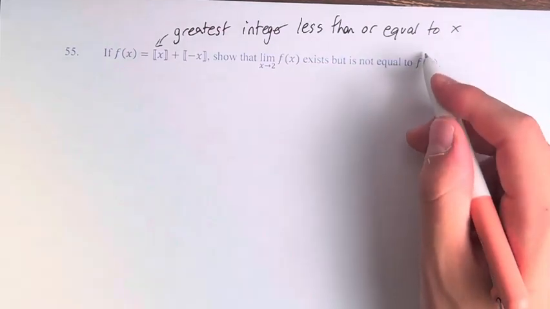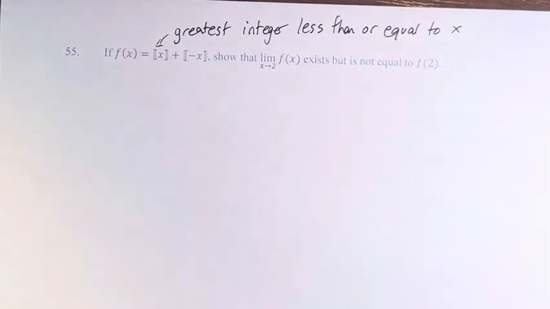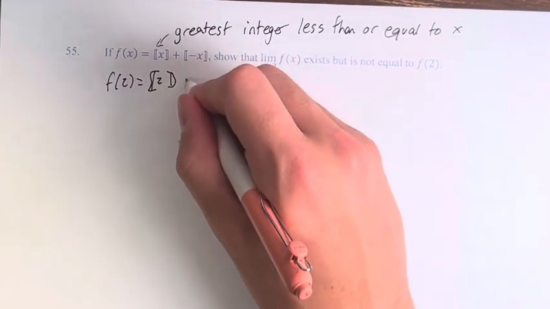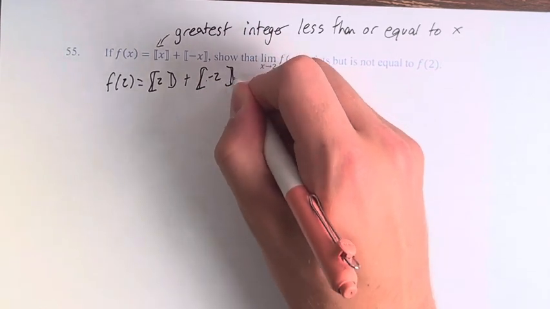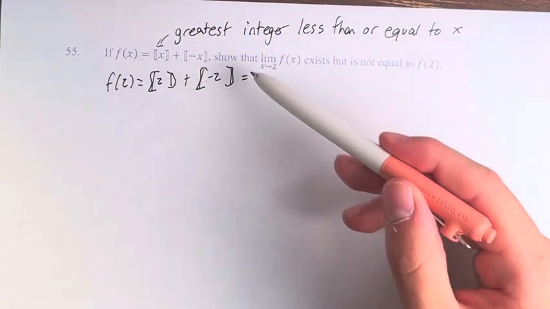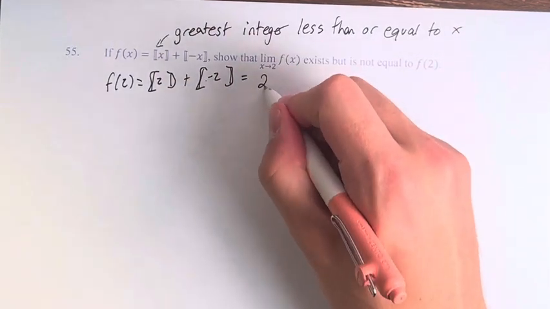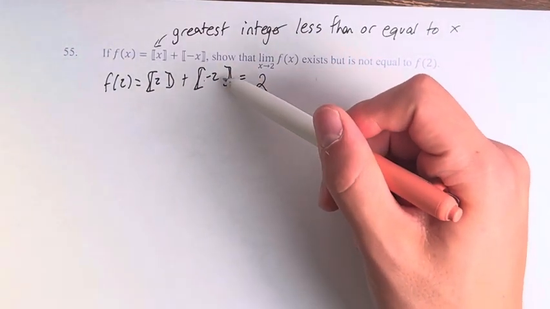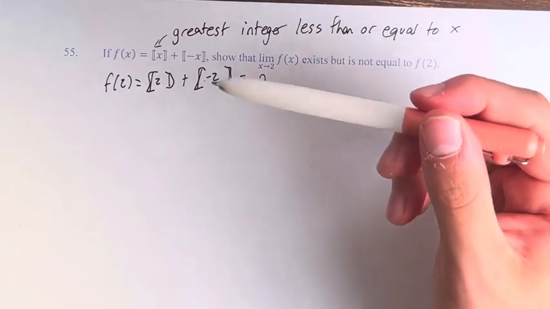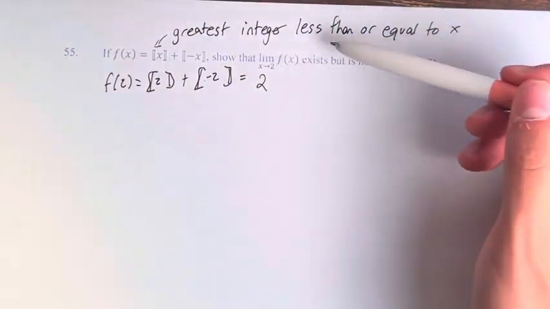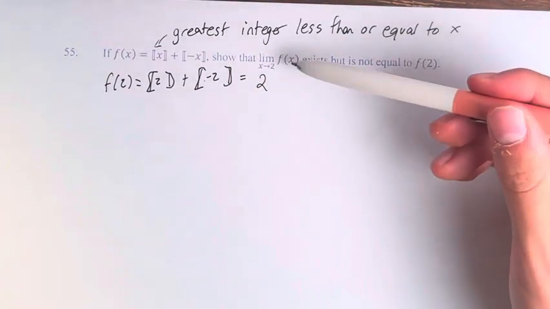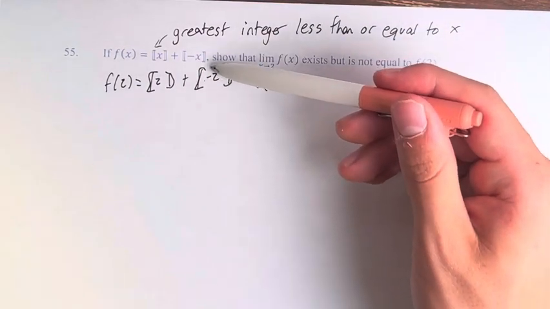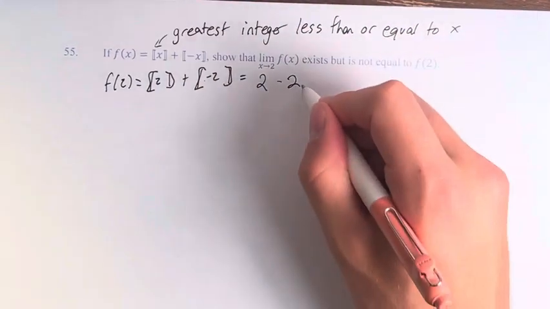So let's calculate it for 2, because we want to show this limit exists, but we also have to know that it's not equal to f of 2. So f of 2 equals the greatest integer of 2 plus the greatest integer of negative 2. The greatest integer that is less than or equal to 2 is 2, since it's equal. Same thing here. The greatest integer that's less than or equal to negative 2: all the integers that are less than or equal to negative 2 are negative 10, negative 9, negative 8, negative 7, all the way up to negative 2, which it's equal to. And then negative 1 is greater, so it can't be. So negative 2 itself is the greatest one. 2 minus 2 is 0.